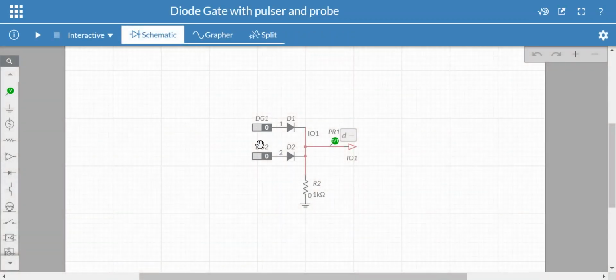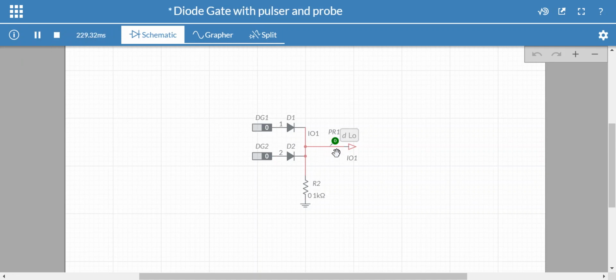So instead of a 5-volt power supply here and an LED here, I've just attached those digital pulsars and a digital probe. So I can go ahead and run this, and both inputs are low, so the output is low. I can turn this input high, the output is high. Turn this input low, the output is low. Turn this input high, the output is high. I turn both inputs high, the output is still high because it's a regular OR gate.